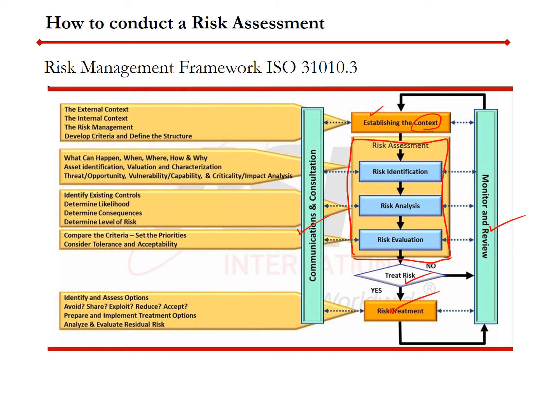But risk assessment itself follows these three main processes. The first is called risk identification, or risk ID, which is basically identifying the risk. You could call it hazard identification as well, identifying the hazards. The other one is risk analysis, and lastly, risk evaluation.